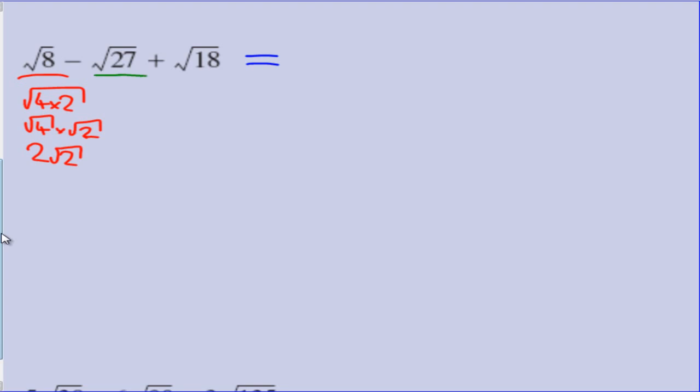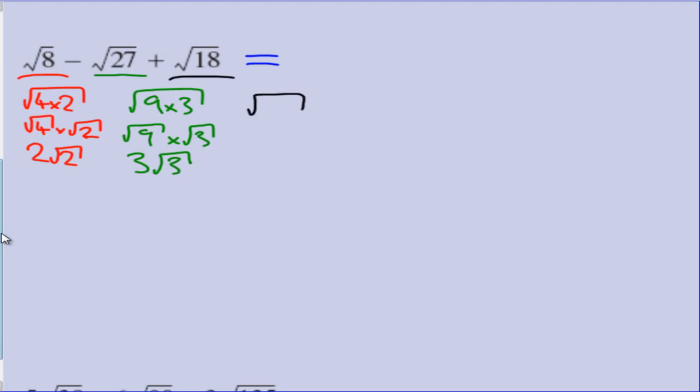Alright, square root of 27 in green. Square root of 27 can be 9 times 3. I'm going to go through the motions, split those up again. Square root of 9 is no longer a surd. It is now 3, and the root 3 gets attached on the end there. Our last one, square root of 18, can be in black. I'm going to say that it is double 9. Square root of 9 times the square root of 2, I'm splitting those up. Square root of 9 goes to 3 again, and the root 2 is as good as it gets.